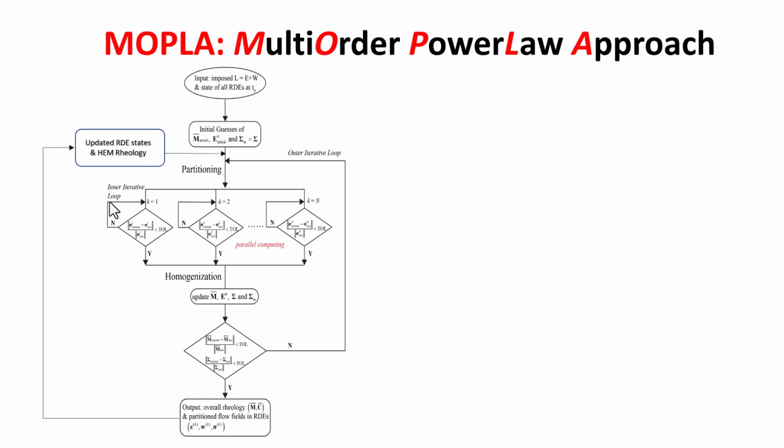When the inner loop computation is completed for all the RDEs, the HEM rheology and the macroscale stress are updated, and the updated information is used for the next round of calculation. The outer loop calculation continues until both the macroscale rheology and the macroscale stress converge within prescribed tolerance. When that is achieved, the system is updated with new RDE states, new HEM rheology, and the system is ready for the next step of computation.